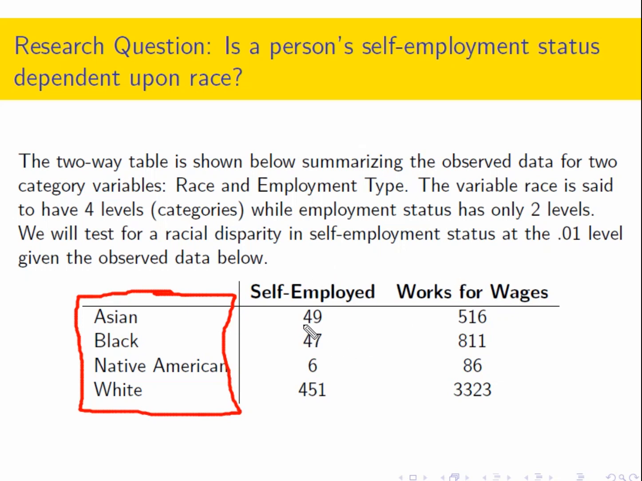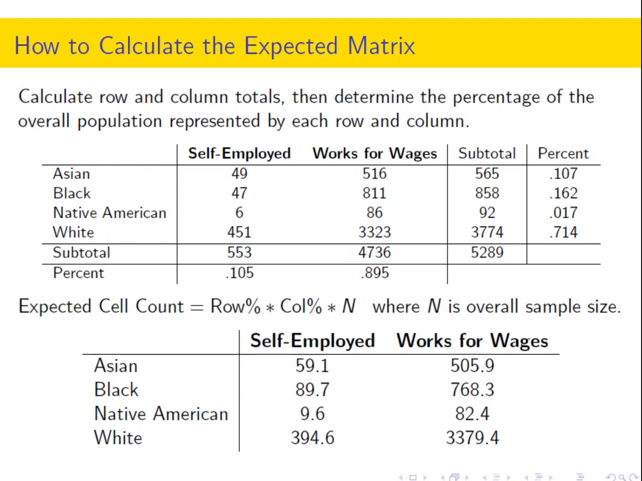It appears that about 10% of the Asians work for wages, and this is a little less than 10% Native American. This looks more like 5%. So that's the question. Is the percentage of self-employed the same across these 4 levels of ethnicity? So the null hypothesis is that these 2 variables are completely independent of each other. And that's how we create the expected matrix.